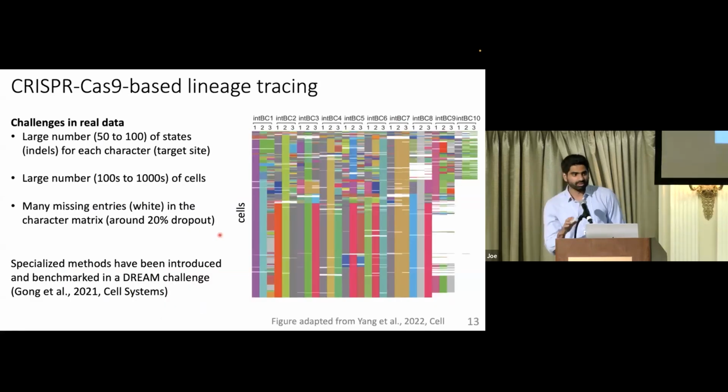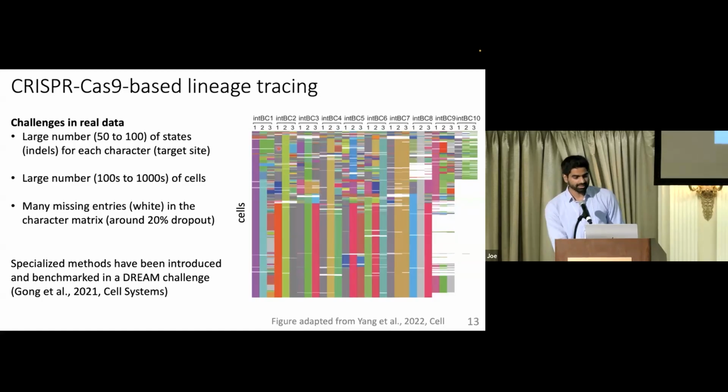So all of that was more schematic and cartoonish. This is real data. So here is what the character matrix looks like; I pulled this data out of a 2022 paper on lineage tracing. So each column is a target site, and different colors here are telling you the different mutational states. And each row is a cell.